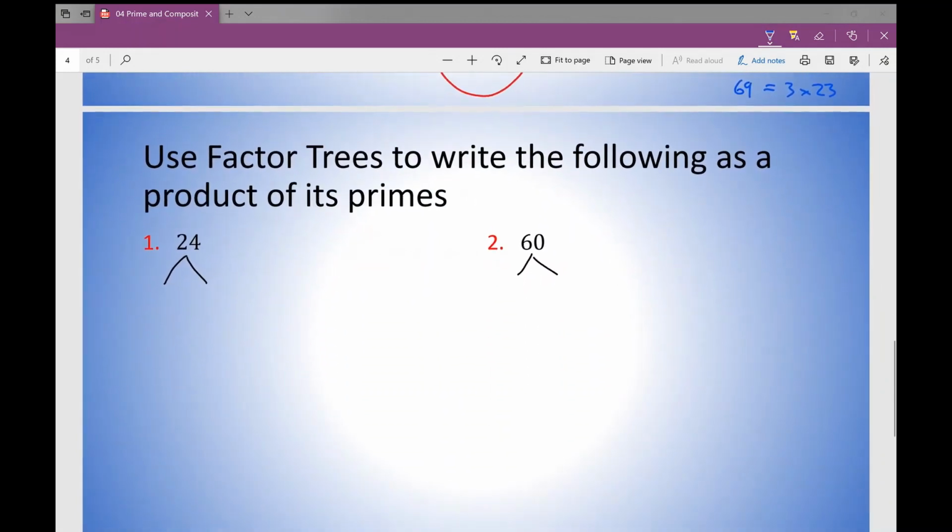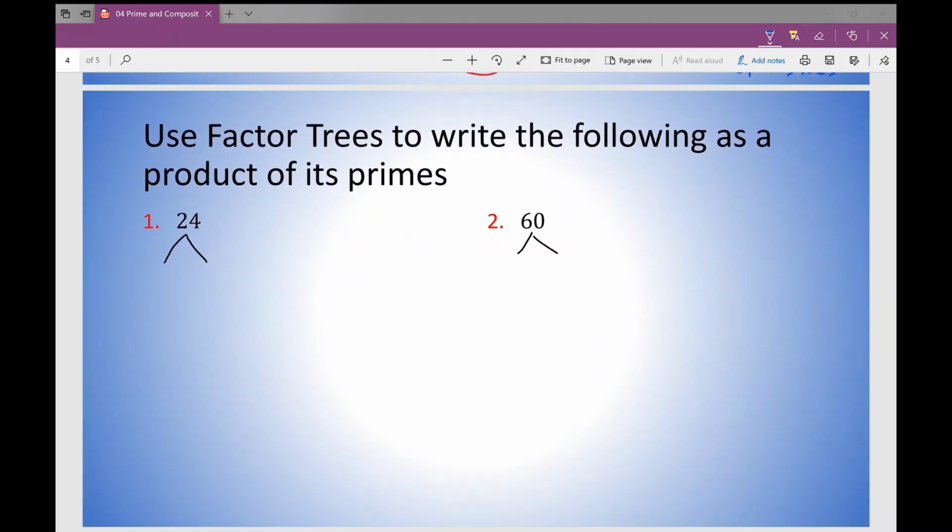Okay, so the stuff we're going to be working on today is called factor trees. And the goal of these factor trees is to reduce the numbers to only being a combination of all the prime numbers that make them up. Now, I'll show you what I mean by that on this first example. We have 24 here. We can break 24 up into 2 and 12. And what I mean by that is 2 times 12 equals 24.